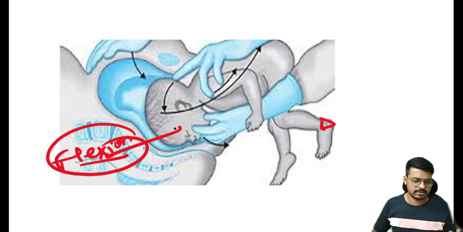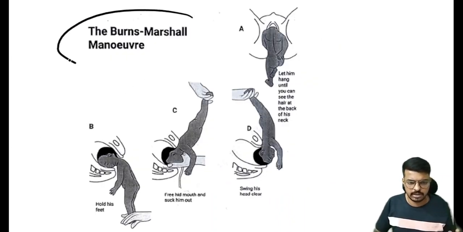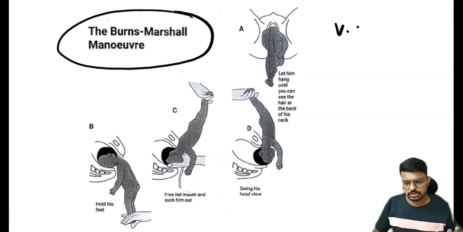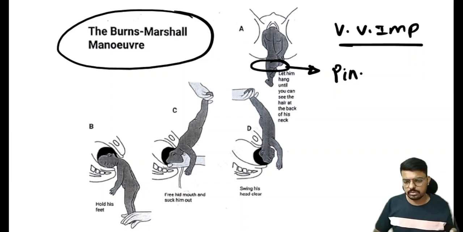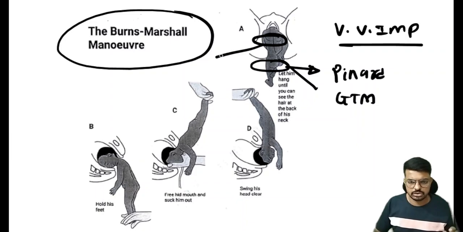Consider if we are unable to deliver by this one, then we have to go for the Burns Marshall maneuver. It's very, very important. What is the Burns Marshall maneuver? Consider the entire baby, we have delivered the buttock. The buttock is delivered with the help of which maneuvers? Two maneuvers: in the frank breech, the Pinard maneuver, and in the complete breech, the groin traction maneuver. Then we have delivered the shoulder with the help of the Løvset maneuver.